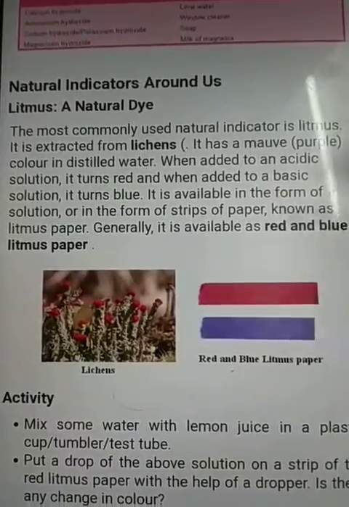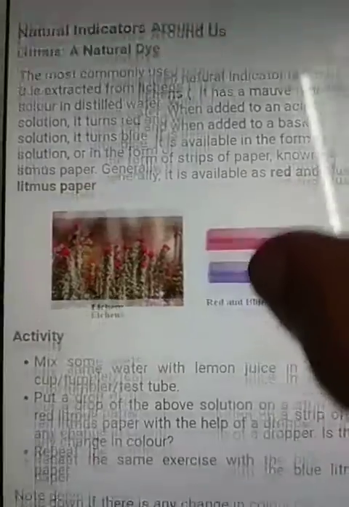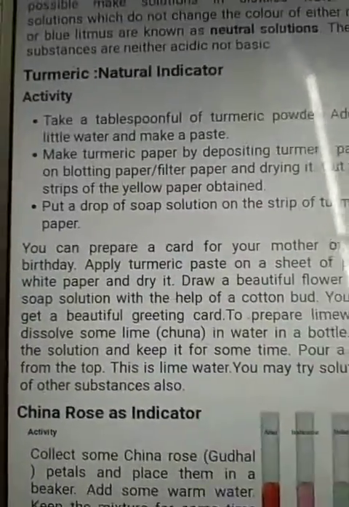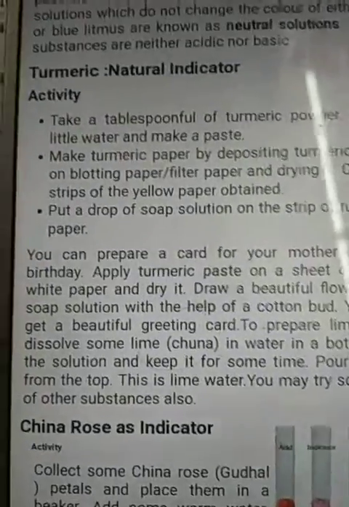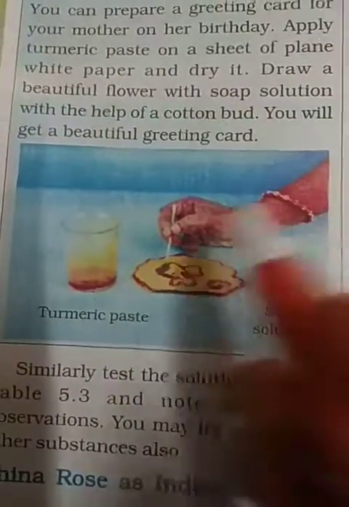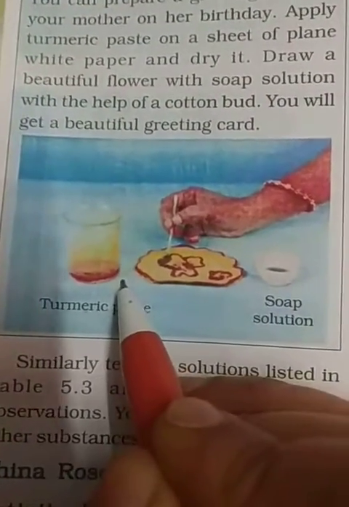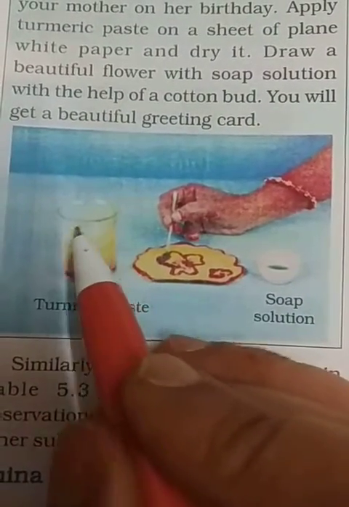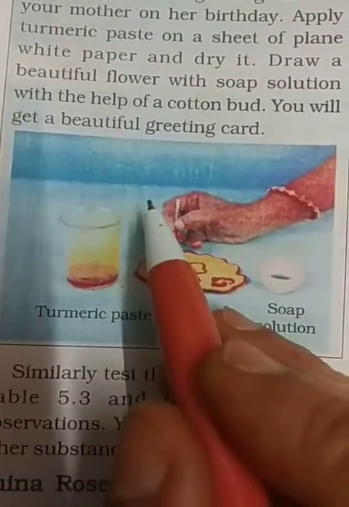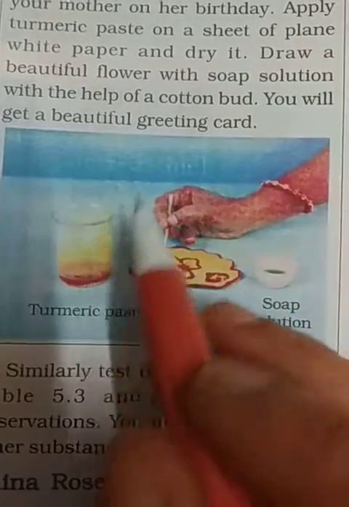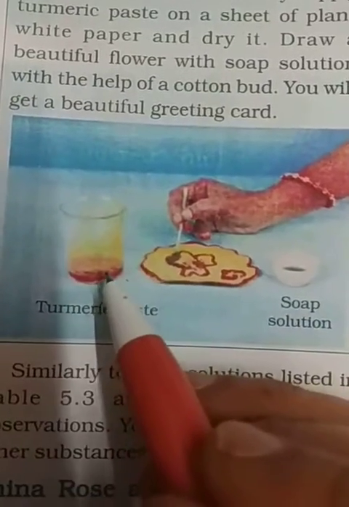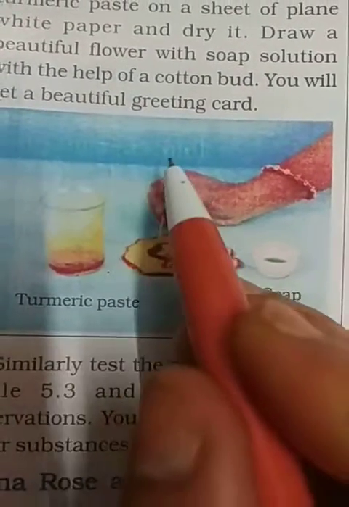Litmus paper is not easily available. So one more natural indicator is turmeric. Turmeric is easily available, so you can easily perform these activities. Let's see an activity with turmeric. Take a tablespoon of turmeric powder, add a little water to it and make a paste. Now take a thin piece of paper and dip it in this solution or apply it with a brush on the paper, and let it dry.